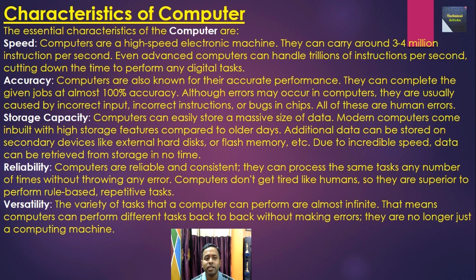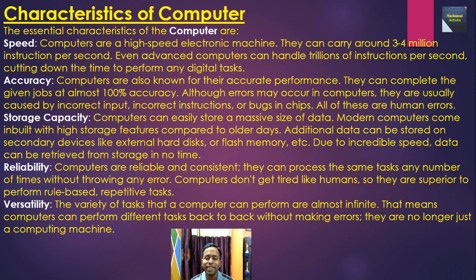And the last characteristic is versatility. We can do different types of jobs within a computer. If we want to listen to music, we can; we can watch a movie, we can type something, we can print something, we can do any type of operation, we can play games within the computer. So lots of performance we can do within a computer. That is the characteristic of a computer which is not possible for a single human being.